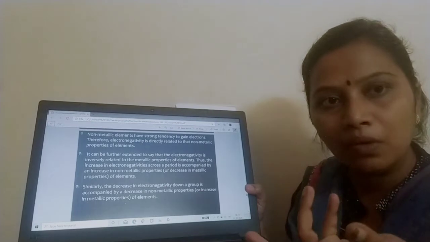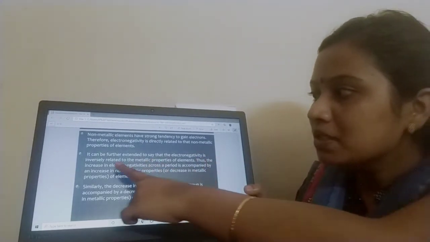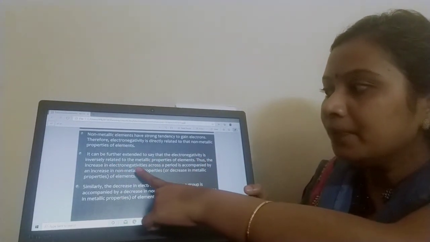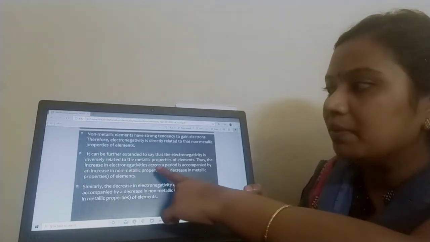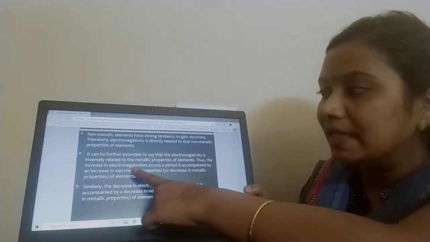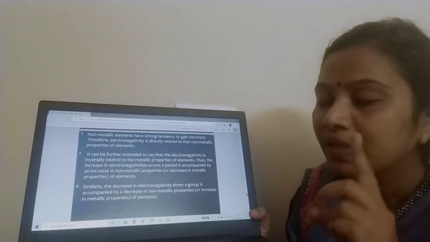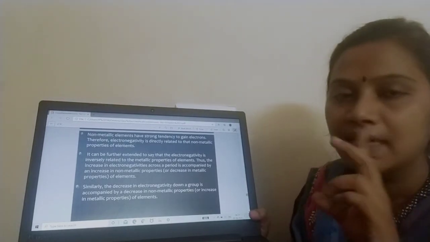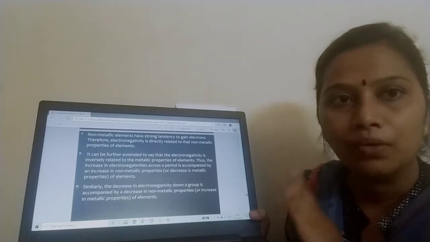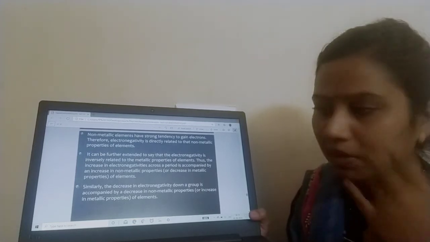So you tell me the contrary statement. What happens to a decrease in electronegativity? A decrease in electronegativity will be accompanied by an increase in the metallic property. Okay, so we need to remember only one thing: non-metallic character is directly related to electronegativity. Then you can write the opposite statement by yourself.